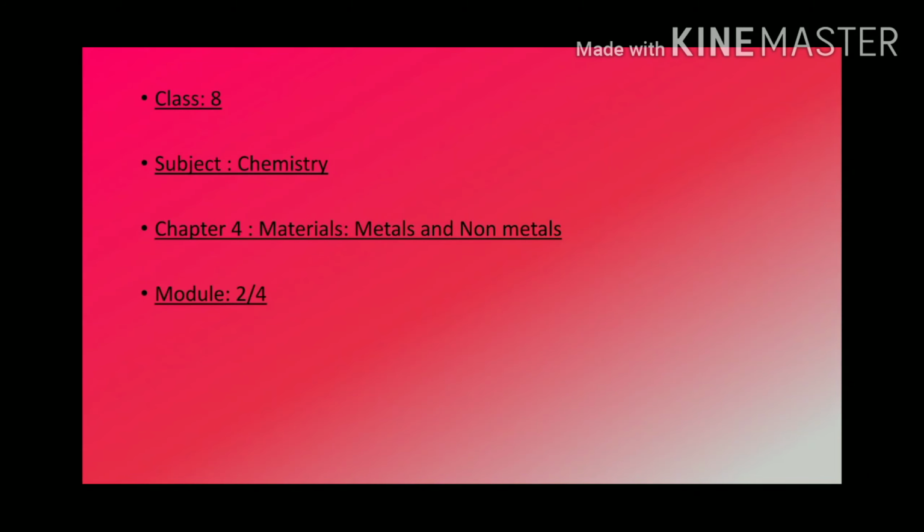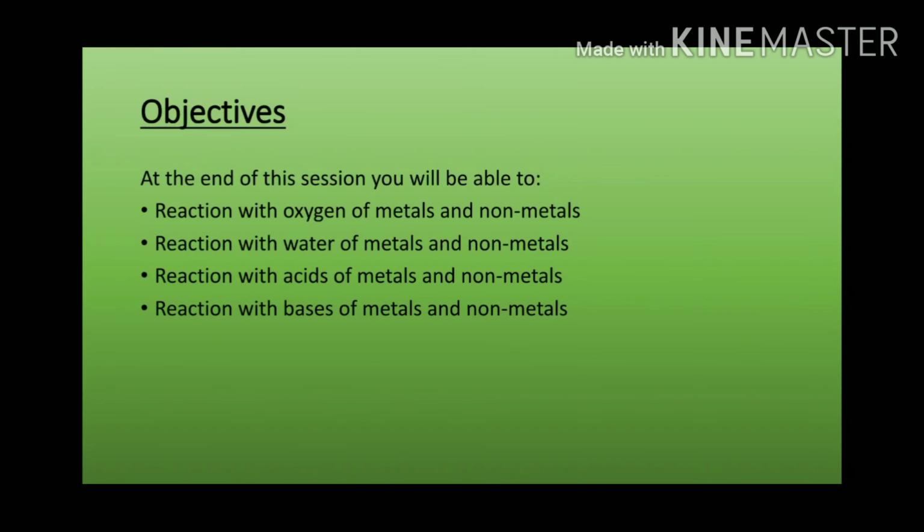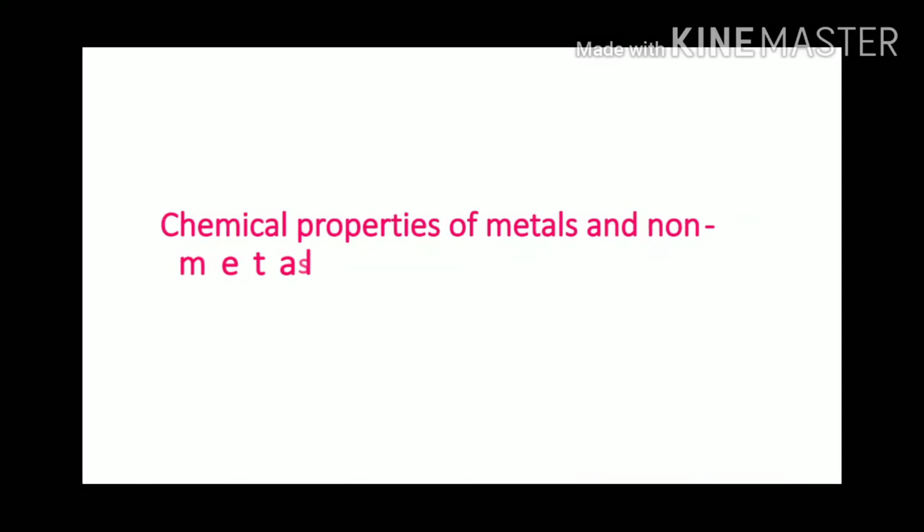Class 8 Subject Chemistry Chapter 4 Materials, Metals and Nonmetals Module 2. Objectives. At the end of this session, you will be able to know the reaction with oxygen of metals and nonmetals, reaction with water of metals and nonmetals, reaction with acids of metals and nonmetals, and finally reaction with bases of metals and nonmetals. Chemical properties of metals and nonmetals.